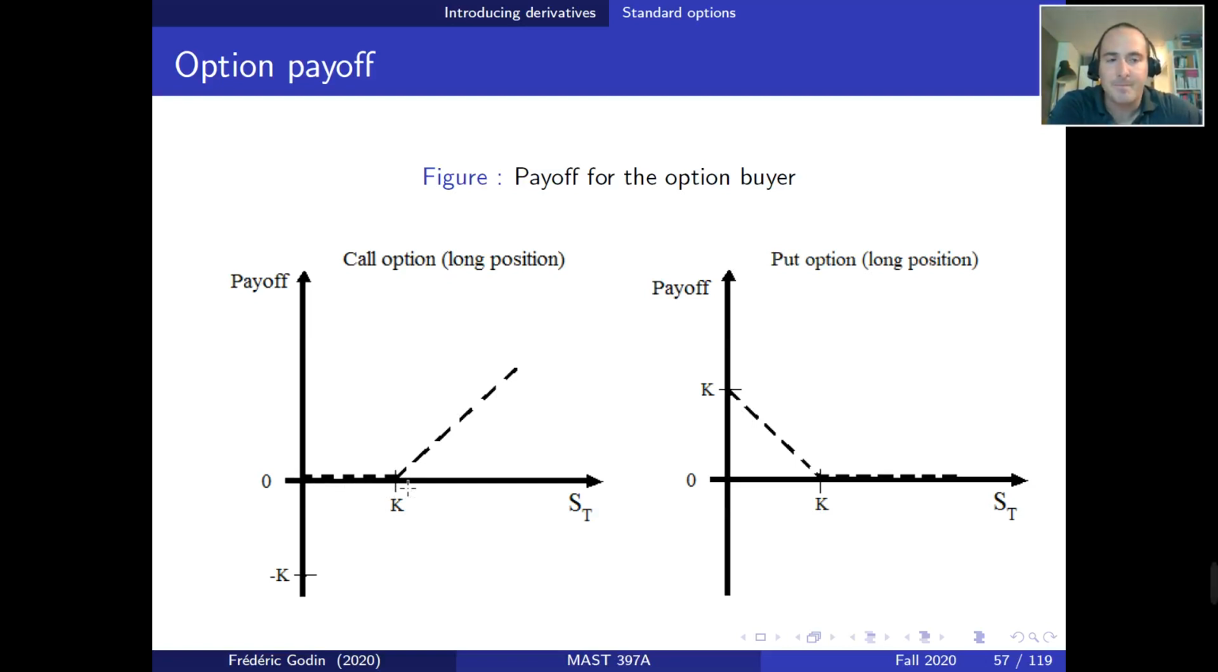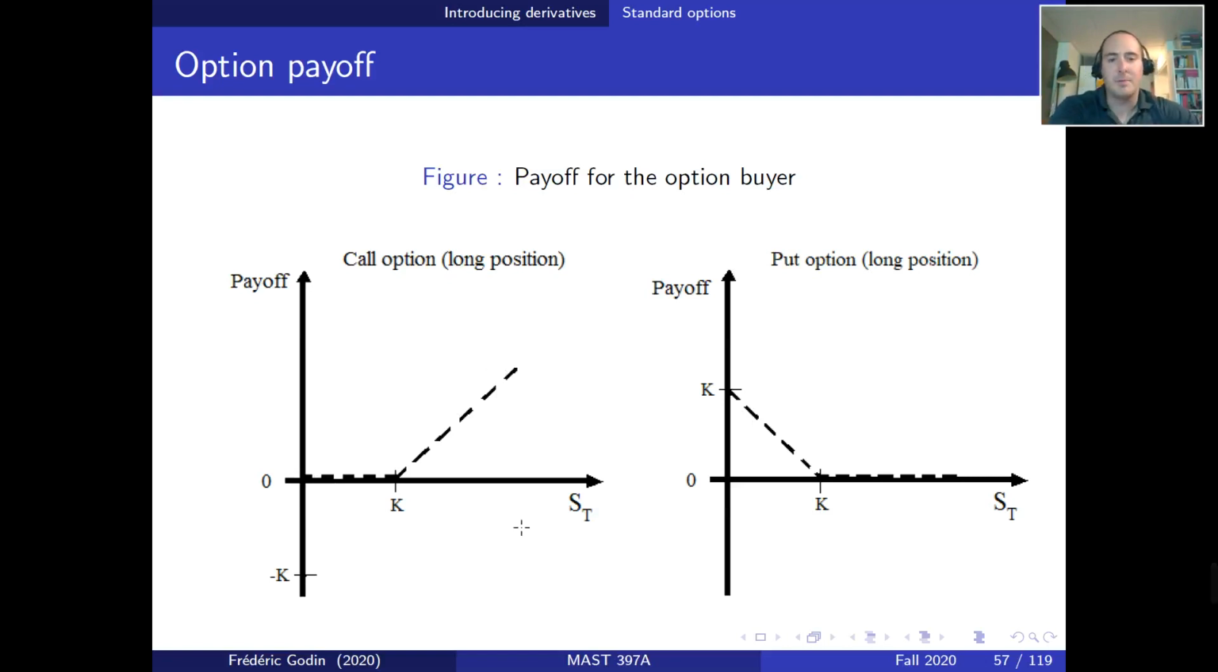But if the underlying asset S_T is greater than K, so if we're in this region at the maturity date, then the option is exercised and the buyer of the option receives S_T minus K, which is the difference between the underlying asset and K. In that case, the function S_T minus K is simply a straight line here. So we can see that the payoff of a call option has the shape of a hockey stick.